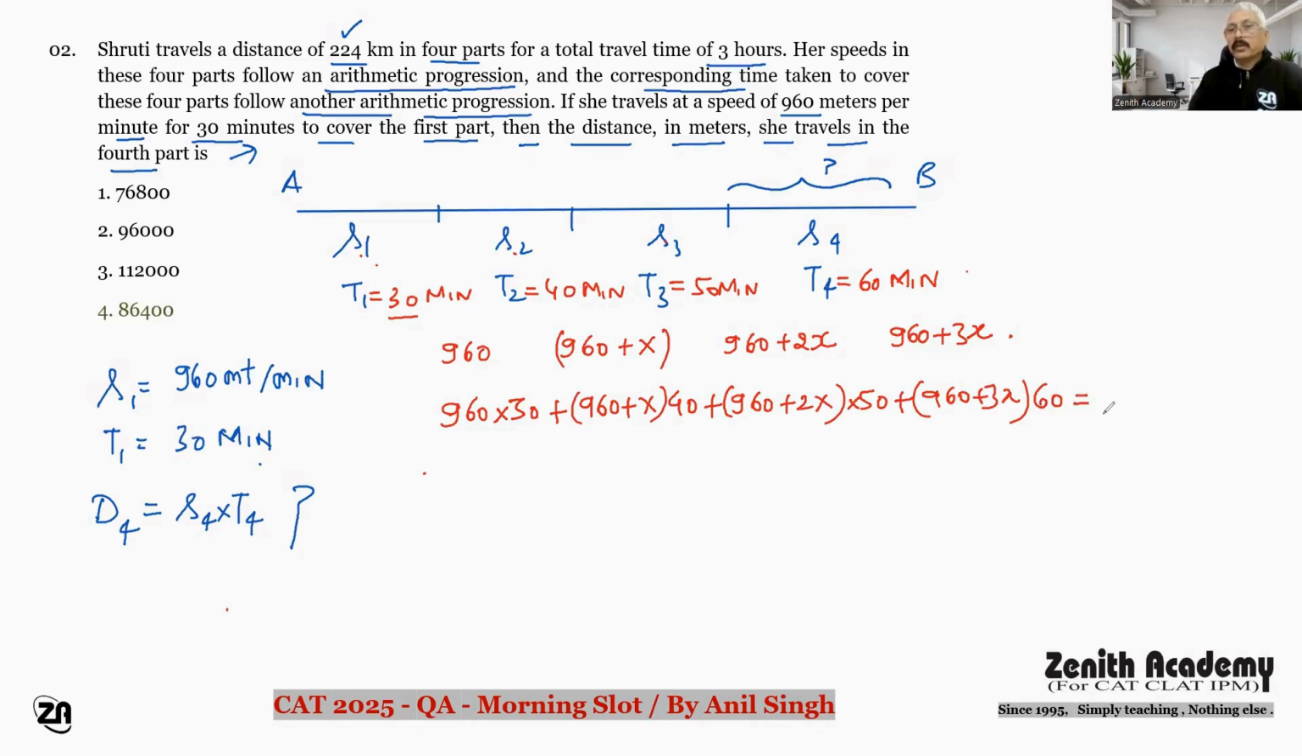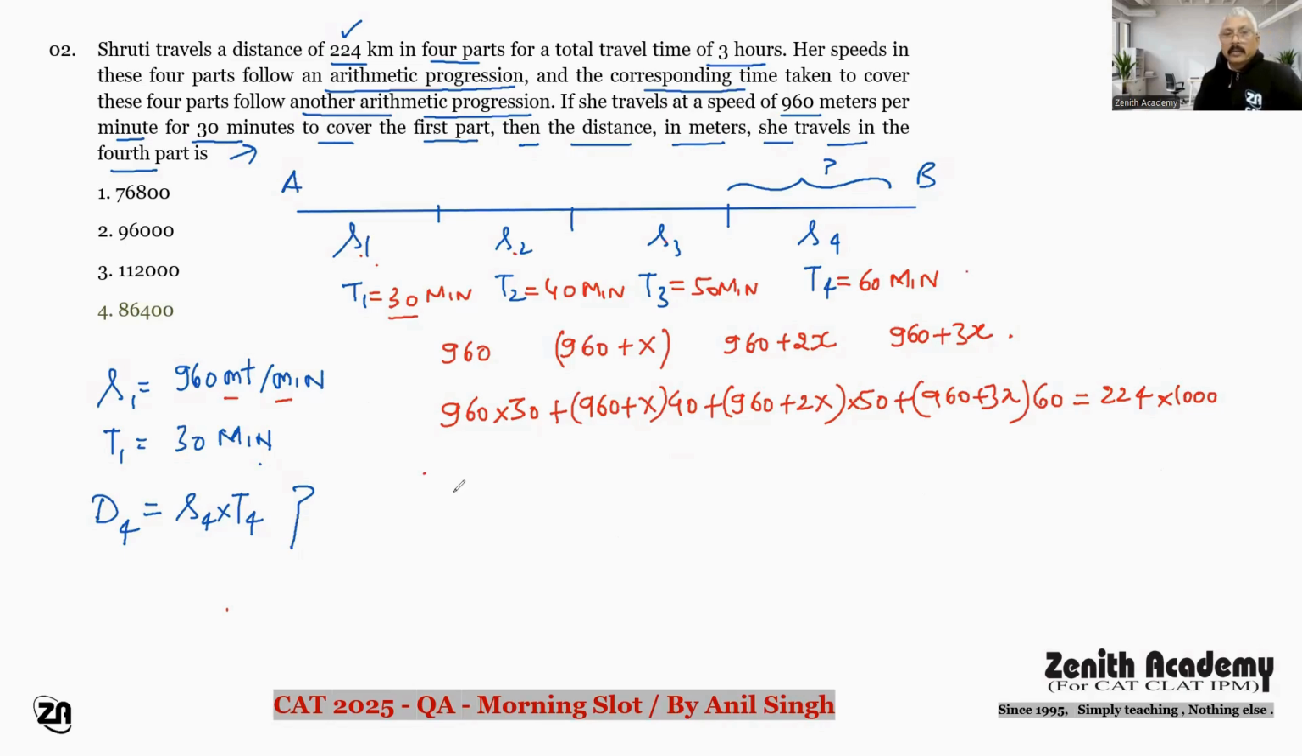So this total distance is equal to 224 kilometers. Here, this is meter per minute. So convert this kilometer into meter. It is 224 into 1000. So now it is a simple matter of calculation.